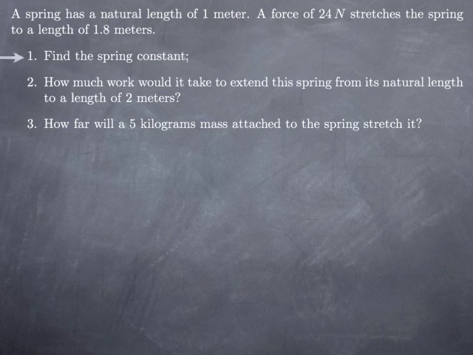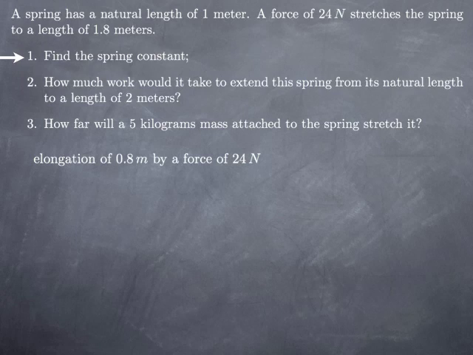First, we want to find the spring constant. And that's easy because if an elongation of 0.8 meters is produced by a force of 24 Newton, then k is the magnitude of that force divided by the elongation, according to Hooke's law. And therefore, it's 24 divided by 0.8, it is 30. The unit for that is Newton per meter, because we divide a force by a distance.